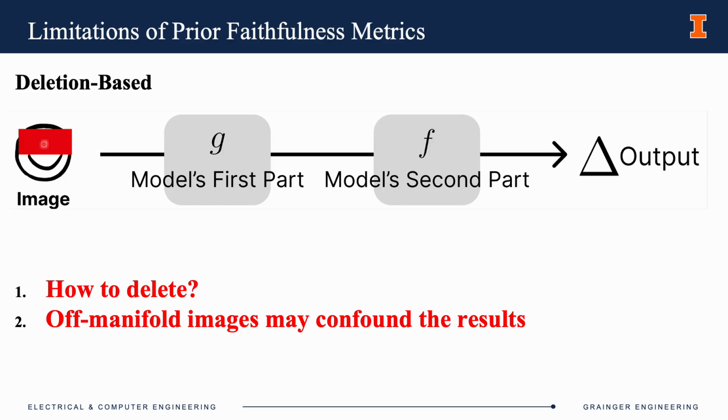Second, off-manifold images may confound the deletion results. Notice that deletion results in unnatural-looking images, and these images may be off-manifold inputs for the model. An increase in the degradation, like in this delta, may be a result from the off-manifold input rather than actually having anything to do with the deleted concept. Due to these limitations, our work avoids using deletion-based metrics.